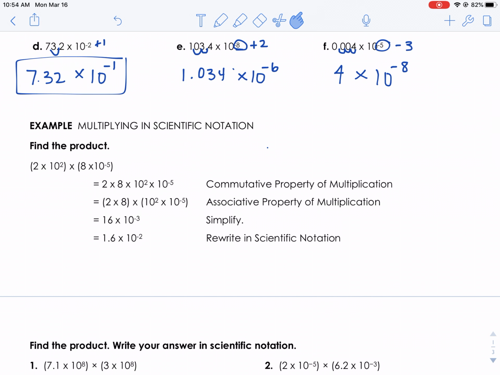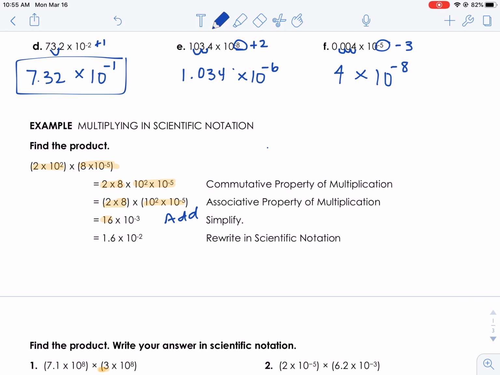So what you're going to be given is two numbers written in scientific notation. So for this one, we have 2 times 10 to the second times 8 times 10 to the negative fifth. Now there's really multiplication between all of these, so we can rearrange this using the commutative property. So we can put the 2 times 8 first, and then our powers of 10 second. Well, we know that 2 times 8 is 16, and then with our powers, we're going to add those exponents.